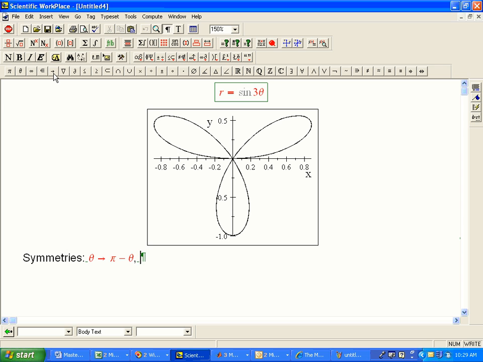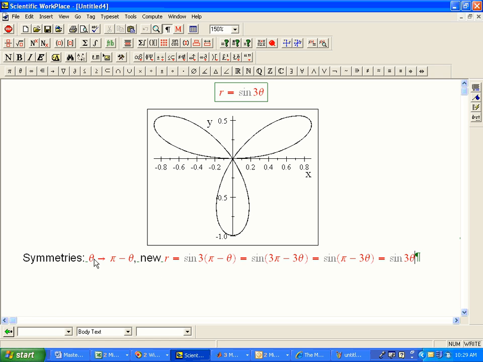Well, let's see. The new r for this new theta would be sine of 3 times pi minus theta, equals sine of, let's play with that a little bit, that's not a 2, that's 3. Okay, sine of 3 pi minus something. Well, we can always take out a 2 pi, because that doesn't change anything. It's periodic with period 2 pi. And now sine of pi minus something, that's exactly the same as the sine of that something. That's one of our basic rules about the sine.